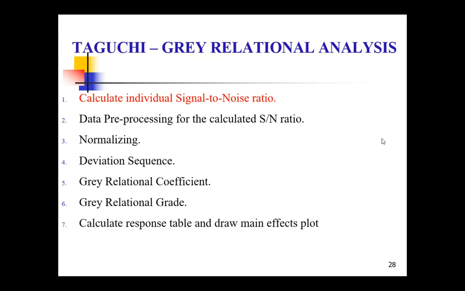Then we have to formulate the response table, because only from the response table can we plot the mean effects plot. From the mean effects plot we can identify the ideal or optimum conditions that will improve the performance characteristics, whether lower or higher the better. Then draw the interaction plot, study the interaction effects, and formulate the ANOVA table. From the ANOVA table we can identify which parameter's influence is higher.